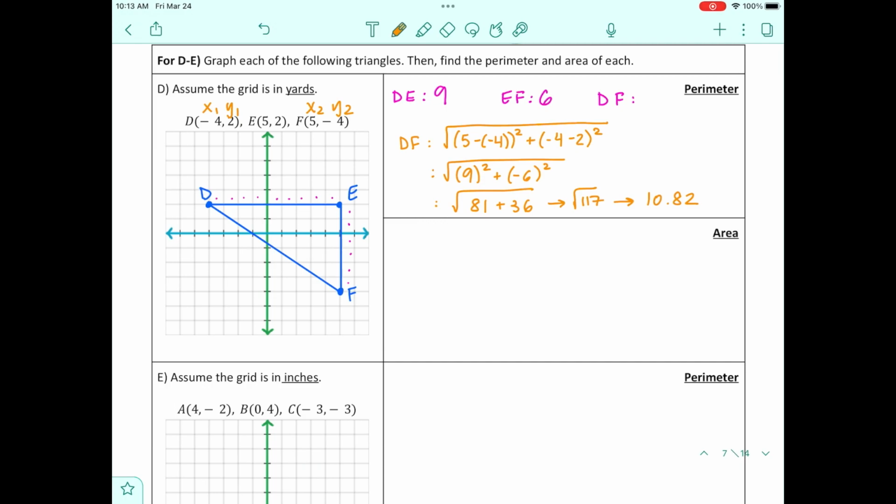Again, if I don't specify tenths or hundredths. So 10.82 is that length. Again, I rounded that up, so the 1 rounded up to 2. And then the actual perimeter I need to get by adding all these values back together. So at the very end, I can go through and say, okay, what's the perimeter? It's going to be 9 plus 6 plus 10.82, so 25.82. And we were told at the beginning of the problem that the grid is in yards. So for the unit on that, it would just be linear yards.